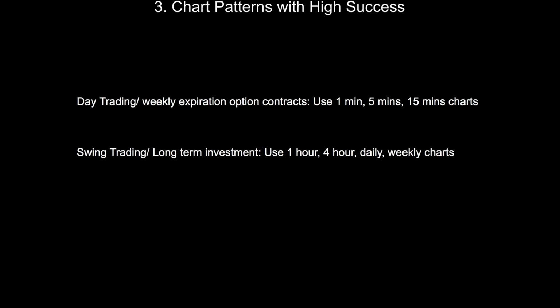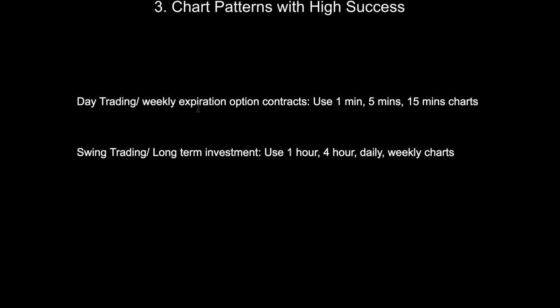So talking about chart patterns with high success, right? Talking about time frame, a lot of members and followers ask me, oh, should I hold this stock, right? But I oftentimes find that they're looking at the wrong chart in the wrong time frame, because when we issue a swing trading alert, we're trying to capture a macro trend that lasts a couple days, if not a couple weeks or a couple months. So in that case, for swing trading and long-term investment, we use 1 hour, 4 hour, daily and weekly charts. However, for day trading or same-week expiration option contracts, we're trying to capture a very micro trend. So here, we should just use 1 minute, 5 minute, or 15 minute charts.